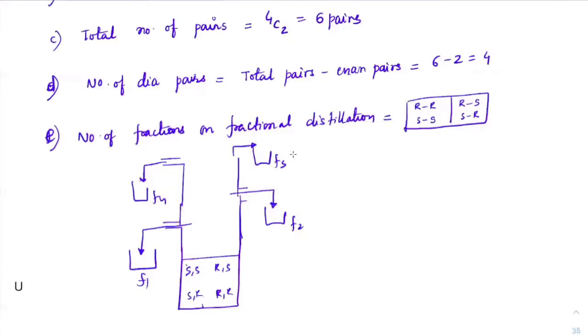They will have the same boiling point. So imagine they came here. So I'll get only 1 fraction. RS and SR, they will have different boiling points. These will come from here. And the compounds are done.